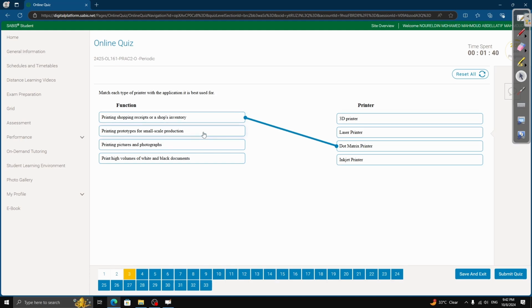Printing prototypes for small-scale products is obviously a 3D printer. Printing pictures and photographs is inkjet, and printing high volumes is laser printer. Why you choose laser printer for this is because laser printers work faster.